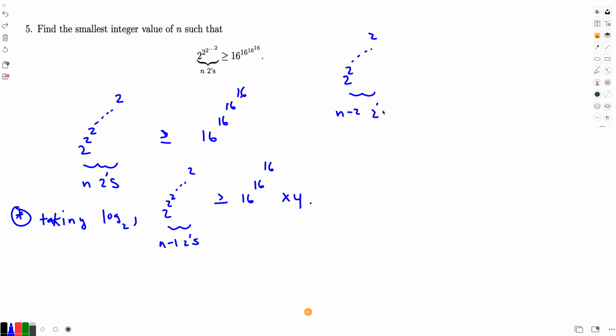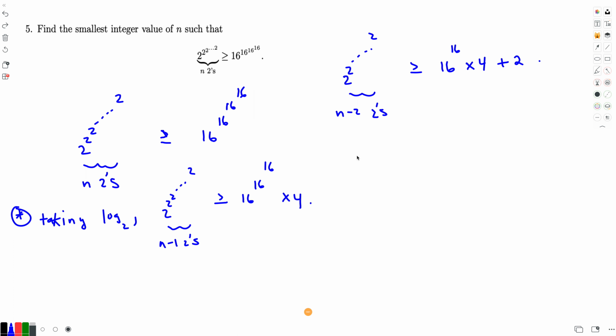N minus 2 2's is greater than or equal to, now if we take log base 2 of this, the 16 to the power 16 jumps out. We're left with log base 2 of 16, which is times 4, and then plus log base 2 of 4, which is just 2. So now this is just absolutely amazing, right? Because we have 16 to the power 16, we have 4, which we can both express as powers of 2's, and we can combine those. So we have an inequality which is easily solvable.